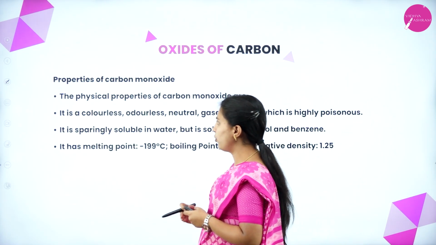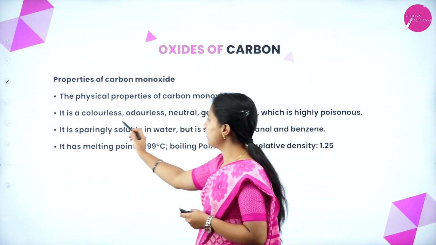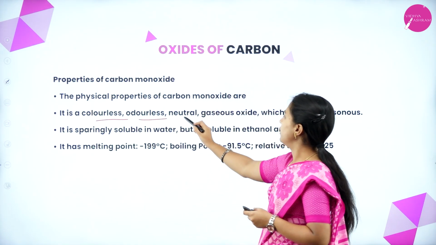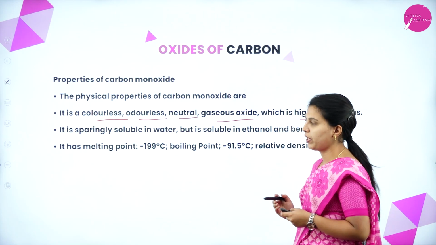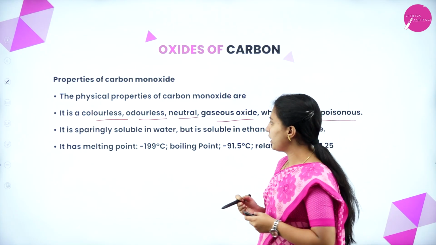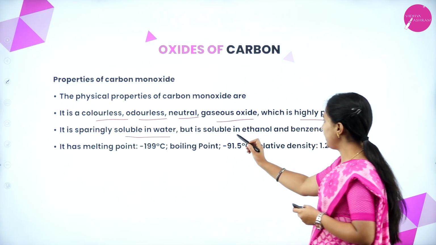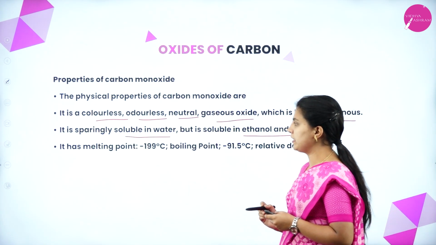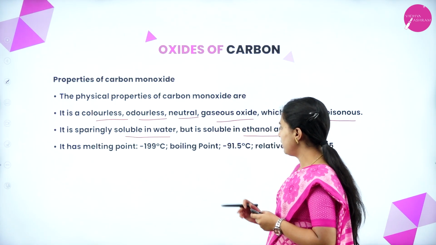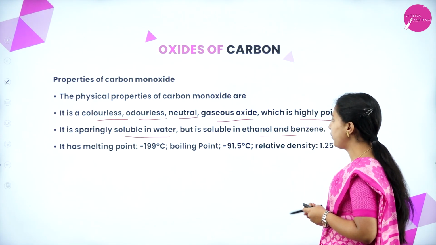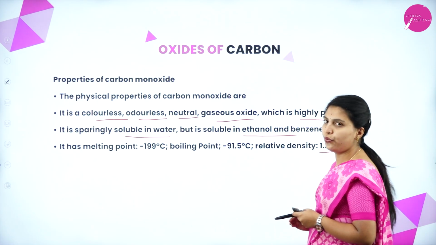Properties of carbon monoxide. The physical properties of carbon monoxide are, it is a colorless, odorless, neutral, gaseous oxide which is highly poisonous. It is also sparingly soluble in water but completely soluble in ethanol and benzene. It has a melting point around 199 degrees Celsius, boiling point 91.5 degrees Celsius, relative density 1.25.